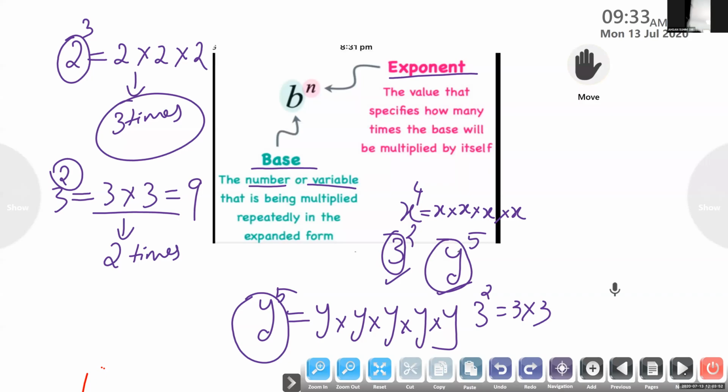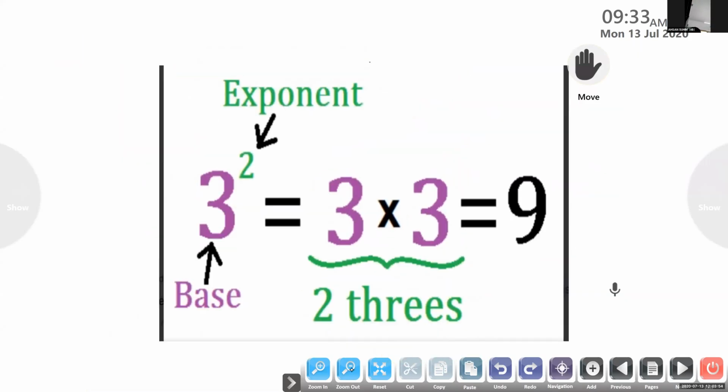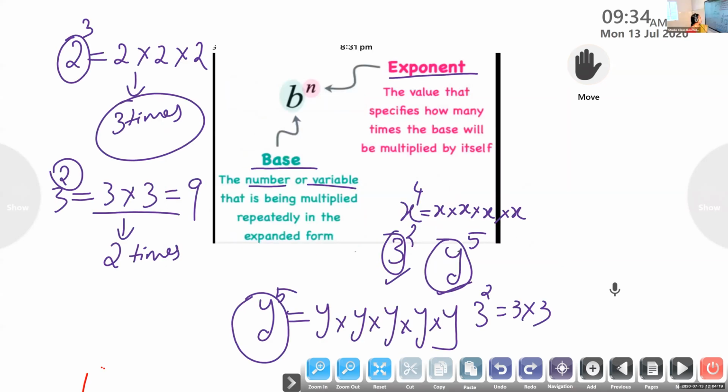The value that specifies how many times the base will be multiplied by itself. What is that? Exponent. Okay, now read the base. The number or variable that is being multiplied repeatedly in the expanded form.